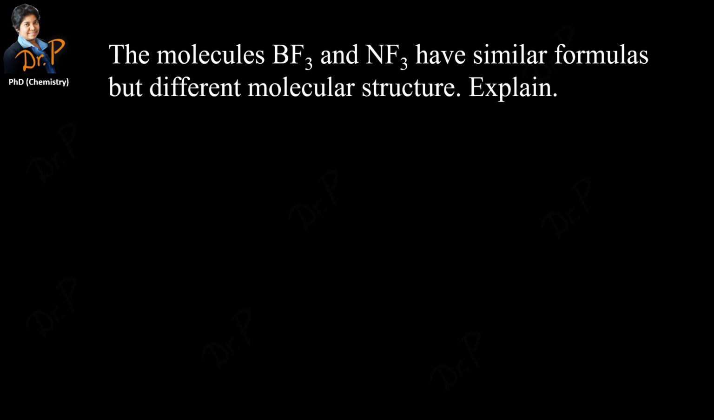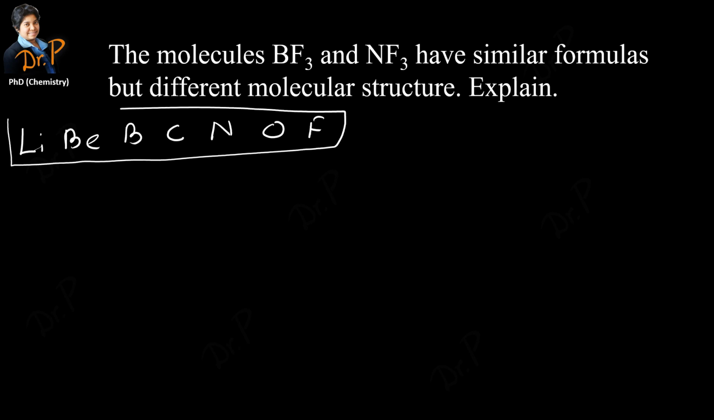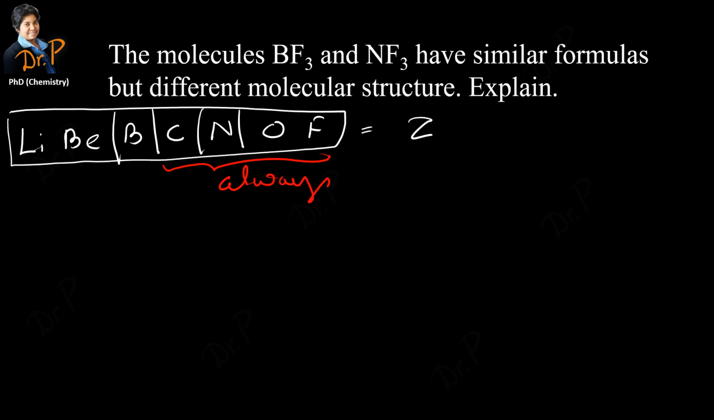The molecules BF3 and NF3 have similar formulas but different molecular structures. Explain. In the periodic table, you will find that boron and carbon are in the same period, number 2. In period number 2, starting from carbon, this set will always go for octet.